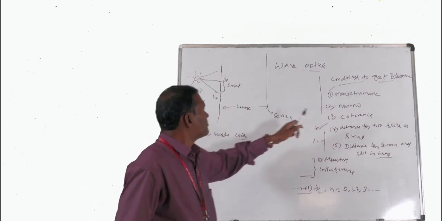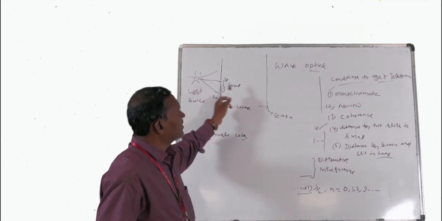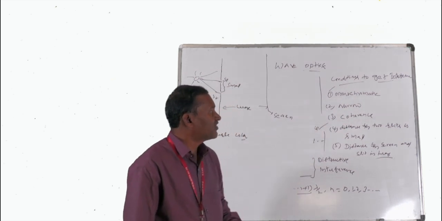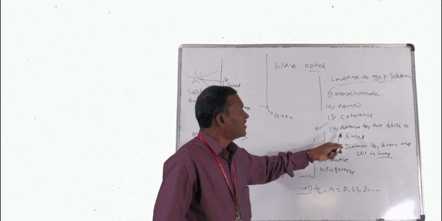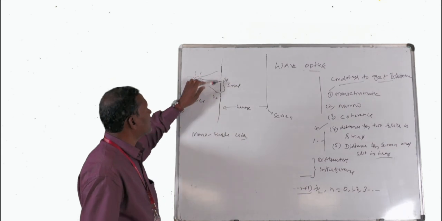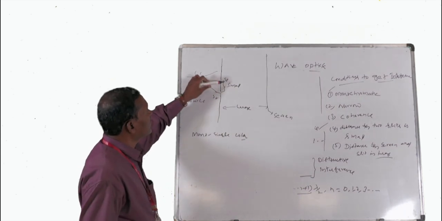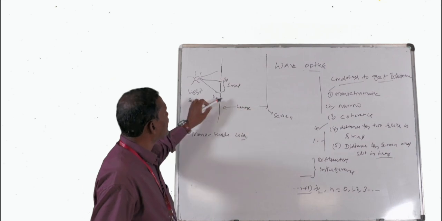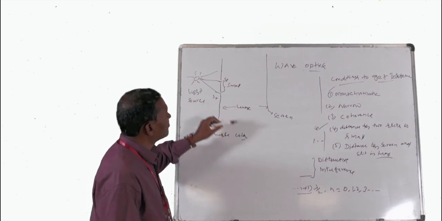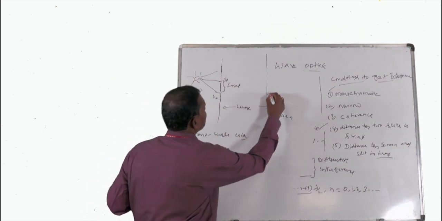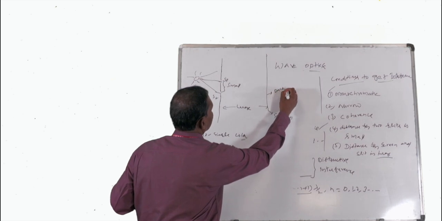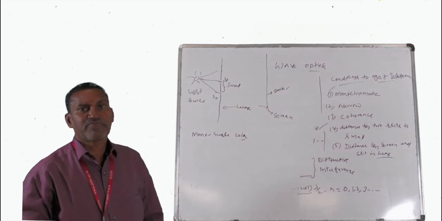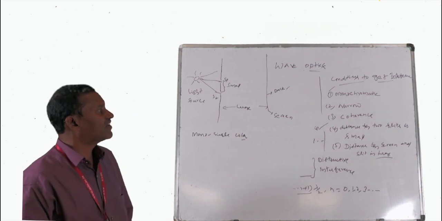So the light source must be narrow. And one more thing is the light source must be coherent. Coherence. And the distance between the two slits, S1 and S2, is small. And the distance between the screen and the slits is large. And one more thing is that the surroundings must be dark. So in this case only we will get the interference phenomena.